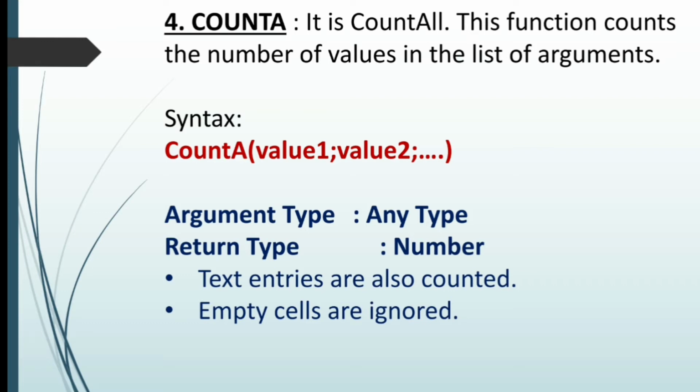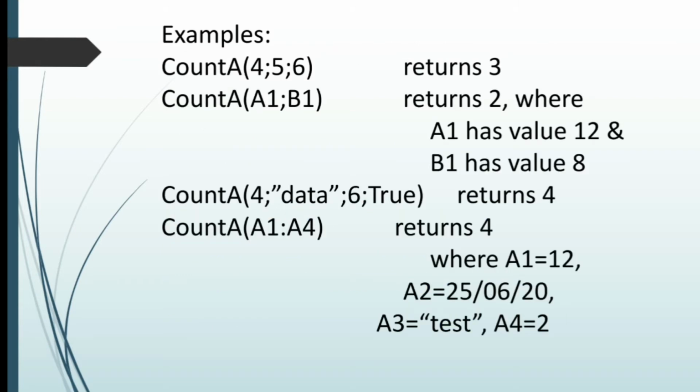The argument type may be of any type, but return type is number because a number is returned as the count. In this function, text entries are also counted, but if there is a cell which is not having any value, means empty cell, then these are ignored. Some examples are COUNTA(4, 5, 6). It would return 3 only.